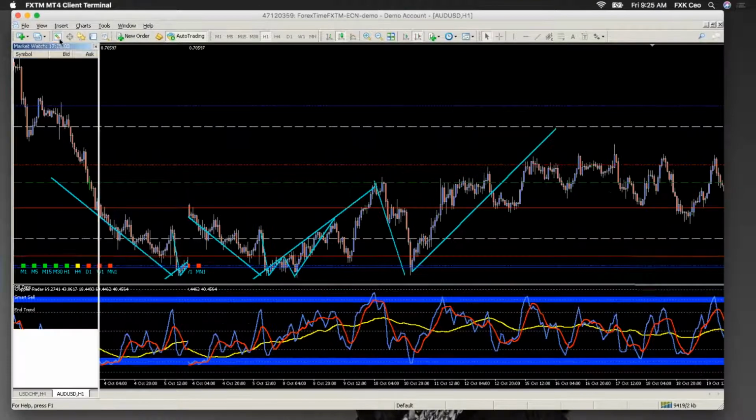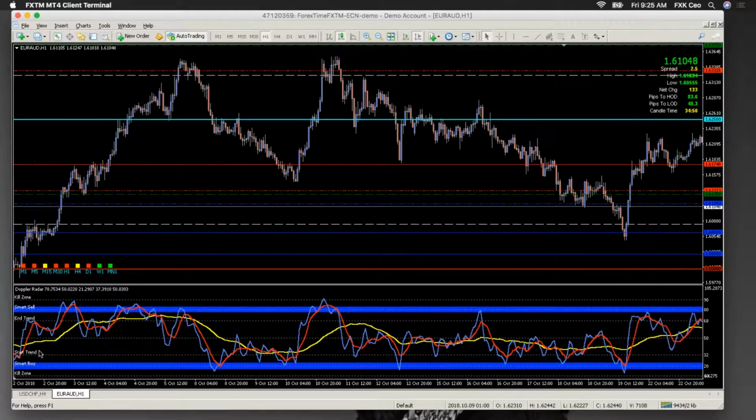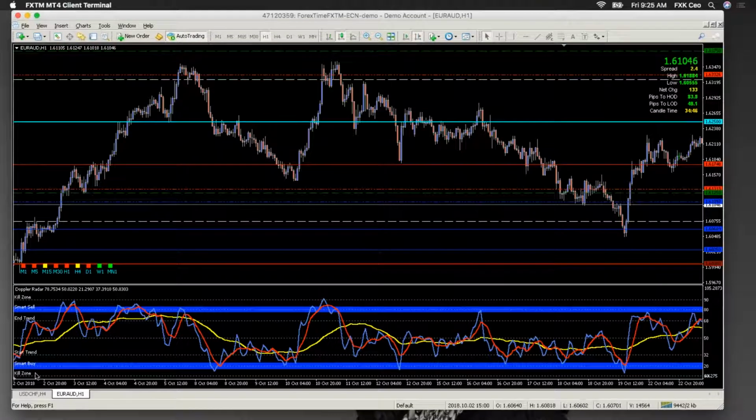So here I'll check out one more chart for you guys to give you some examples on what you want to look for. Again, to review the levels, guys, since everything in the market is repetition, the kill zones are going to be the levels where you see extreme exhaustion. The smart sell level is typically where you are going to see your trade opportunities. The smart buy level is typically where you are going to see your buying opportunities, right? The end trend level and the start trend level, these are where you see price start to consolidate, okay?